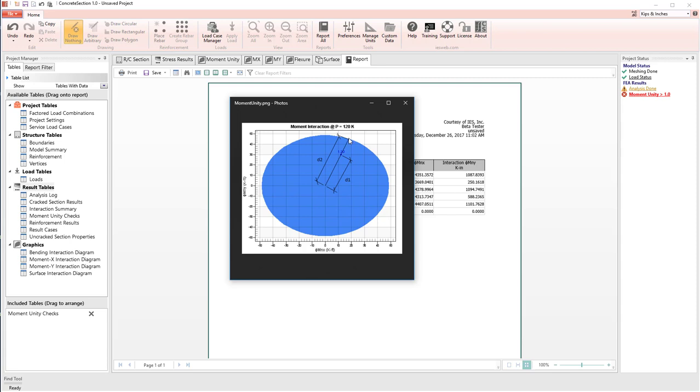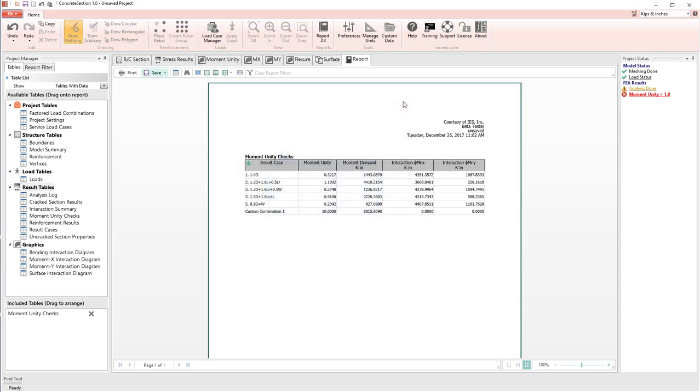When D1 is greater than D2, the value is greater than 1 and we're outside the surface. So that's a graphical representation of the moment unity value.